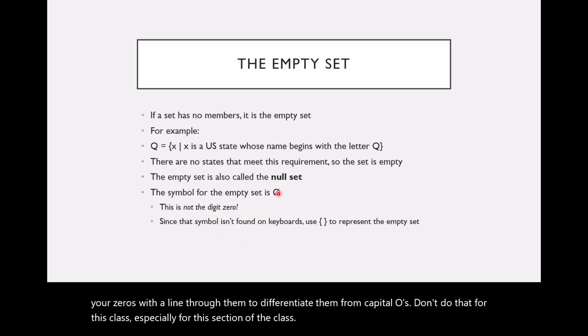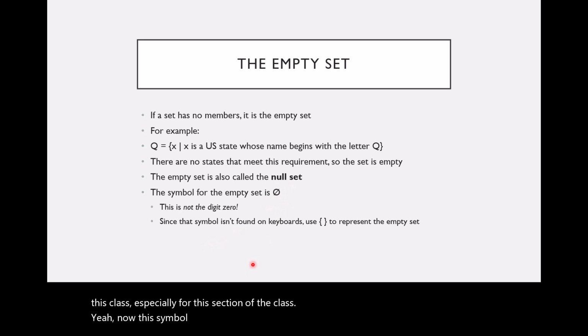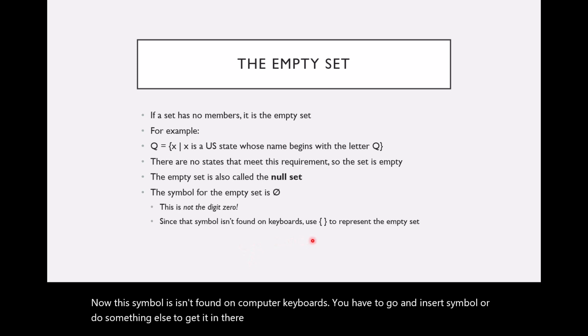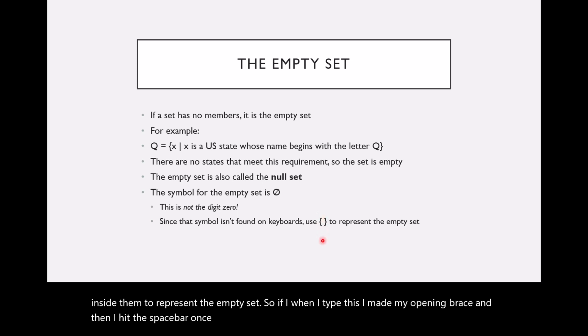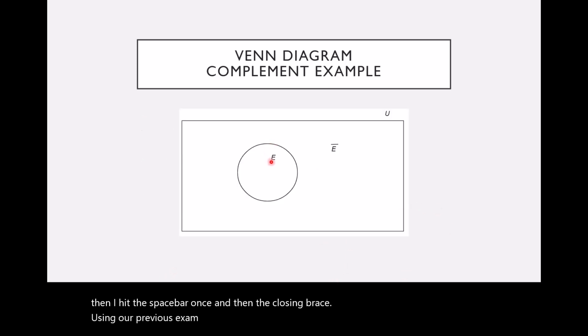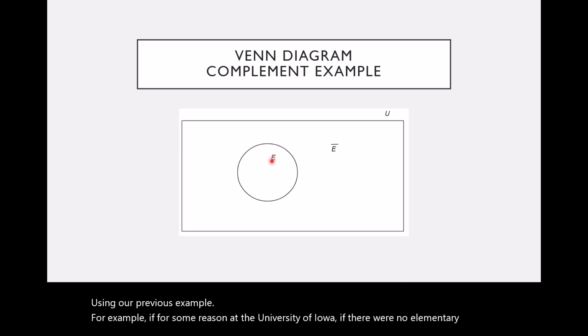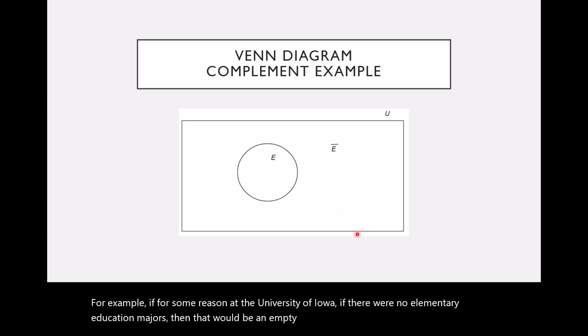Now, this symbol isn't found on computer keyboards. You have to go and insert symbol or do something else to get it in there. So what we typically use is braces with nothing inside them to represent the empty set. So when I type this, I made my opening brace and then I hit the space bar once and then the closing brace. Using our previous example, if for some reason at the University of Iowa there were no elementary education majors, then that would be an empty set or a null set.